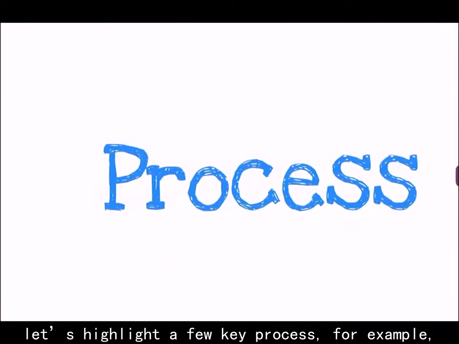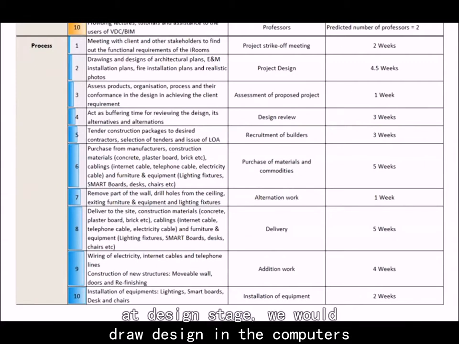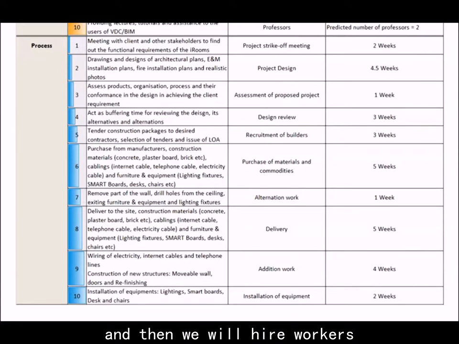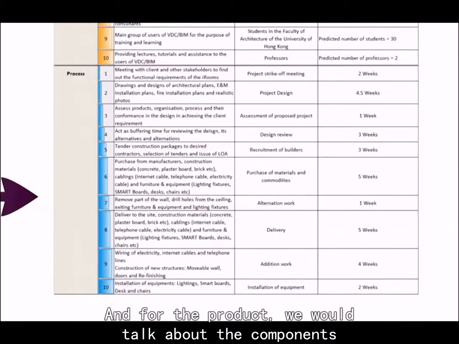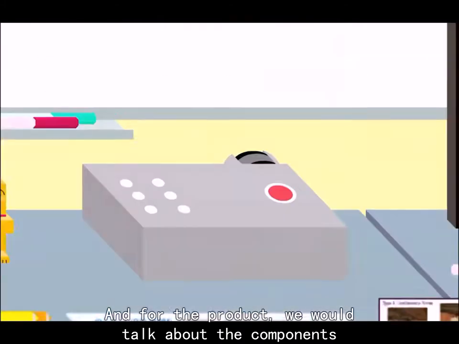Finally is the process. Let me highlight a few key processes. For example, at the design stage, we would draw the design in the computer, and then we would hire workers, and at last we would install equipment. And for the product, we will talk about the components.